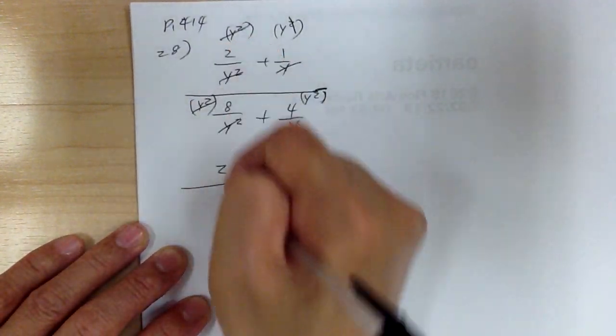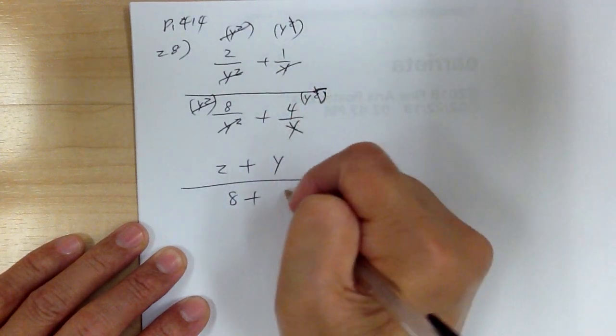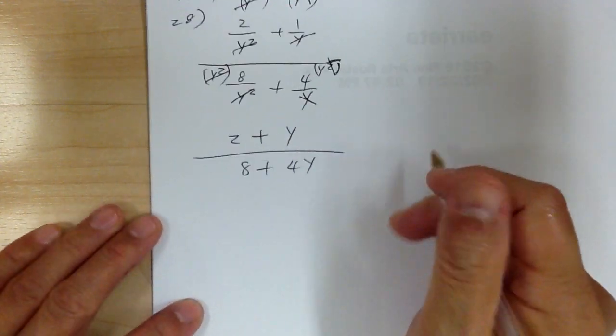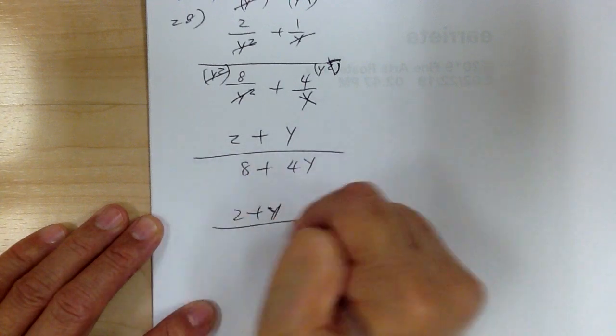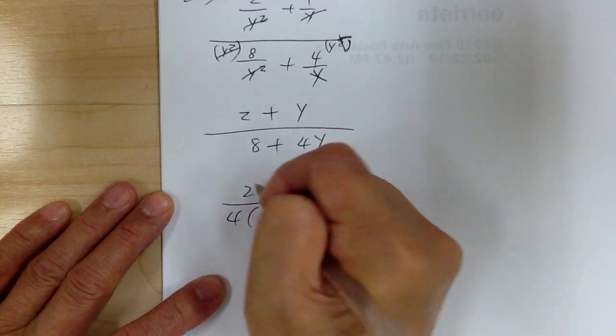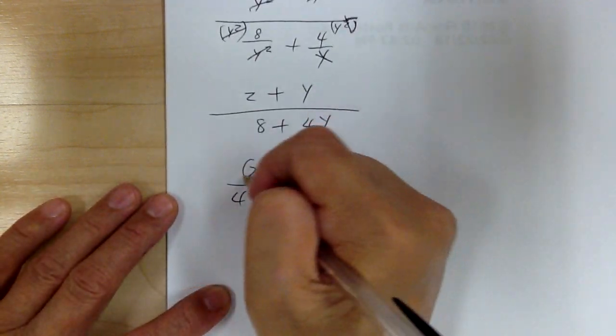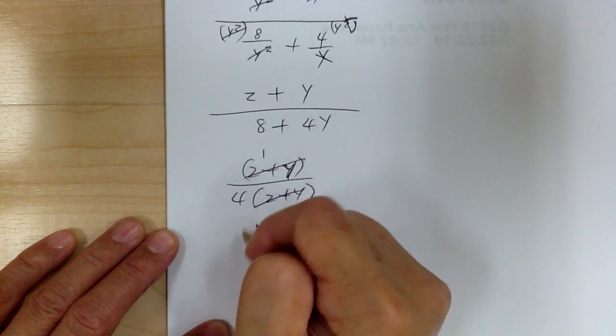Over here the y squared cancels out, so you get 8. Over here the y and y squared cancel with one of the y's, so you get 4y. Then after, you have to do factoring. The top you cannot do anything, but the bottom you can factor the 4, so you get 2 plus y. And you can put this in the group, so you can cancel. So the answer is 1 over 4.